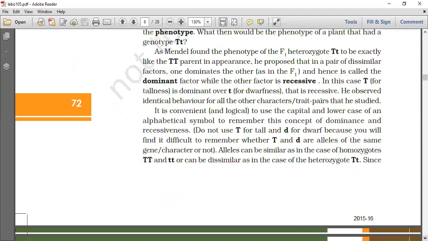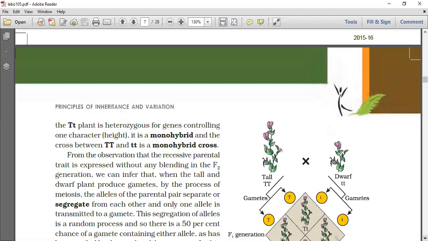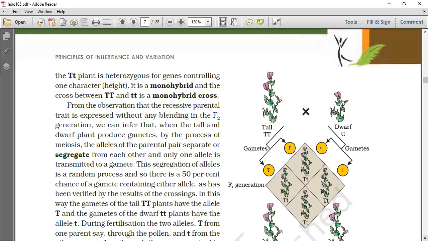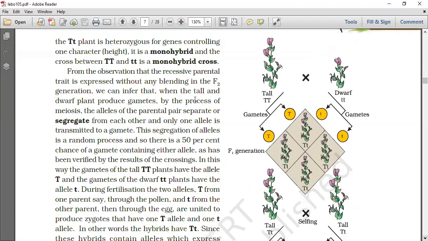So we need to find out the difference between the homozygous and heterozygous. Since the capital T, small t plant is heterozygous, and for genes controlling one character, height, it is monohybrid, and the cross between the capital T and small t is a monohybrid cross. From the observation that the recessive parental trait is expressed without any blending in the F2 generation, we can infer that when the tall and dwarf plant produce gametes by a process of meiosis, the alleles of the parental pair separate or segregate.